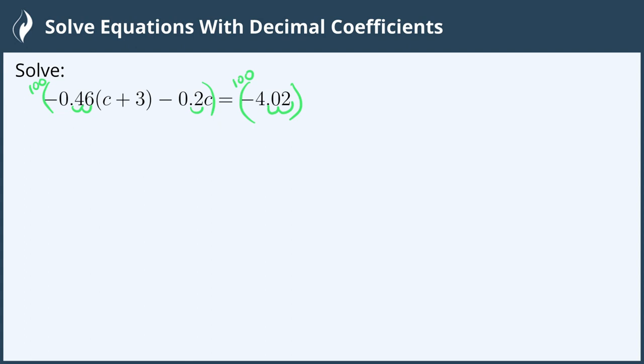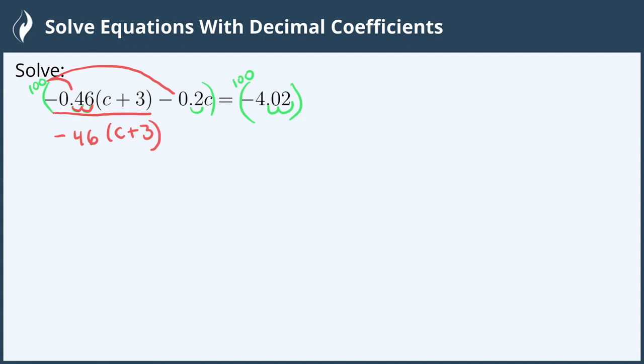And on the left side, we'll need to do the distributive property. This entire thing is one term, so we'll multiply it to here, and then we'll multiply it to the other term here. Multiplying by a multiple of 10 moves the decimal place the same amount of place values as zeros. So this will move 2 place values to the right, and we get negative 46 times c plus 3.